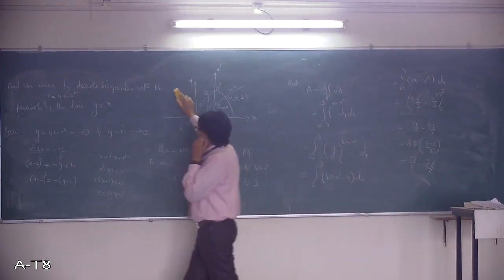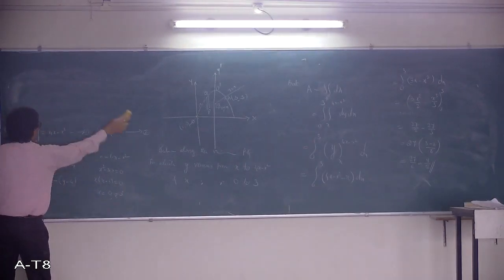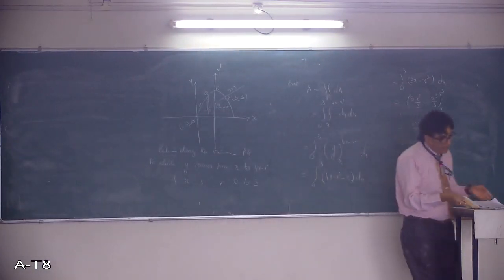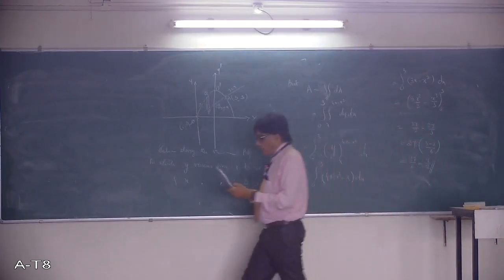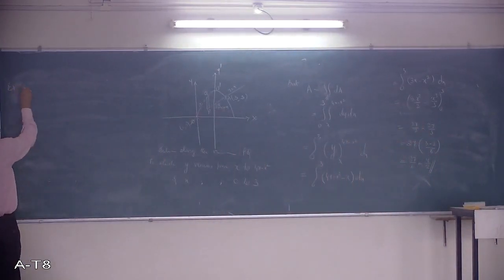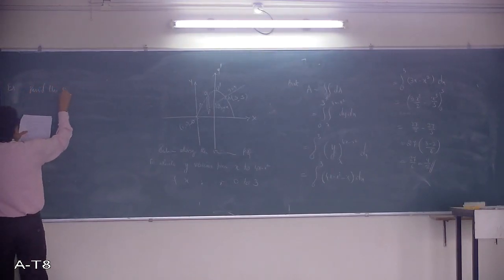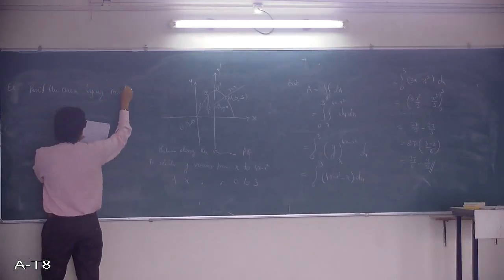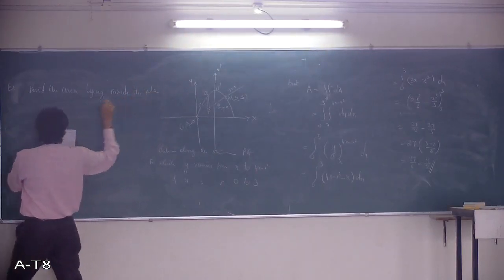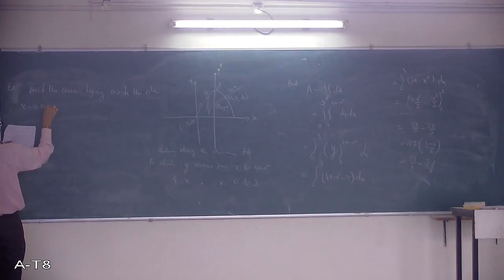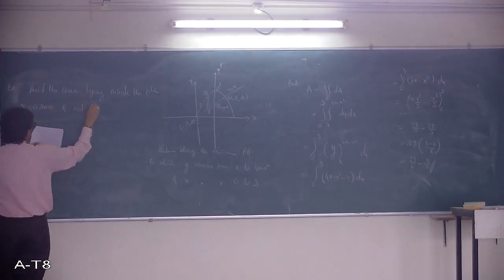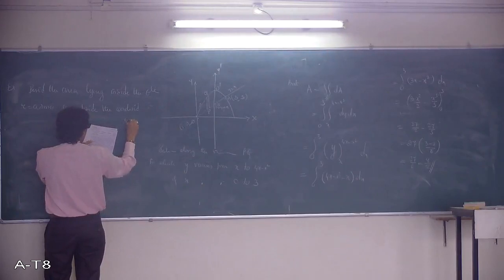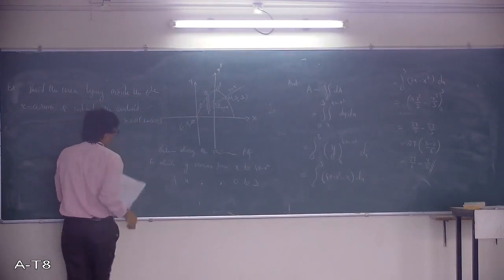Now one example figure, I'll just show the region, so afterwards you can evaluate it. That is the example they have given here. Find the area lying inside the circle r equal to a sine theta, and outside the cardioid r equal to a(1 plus cos theta).